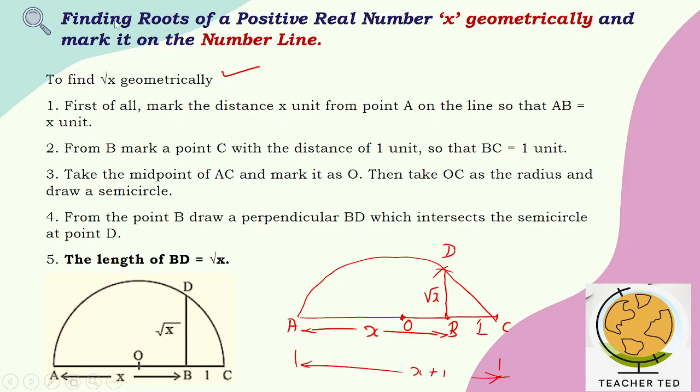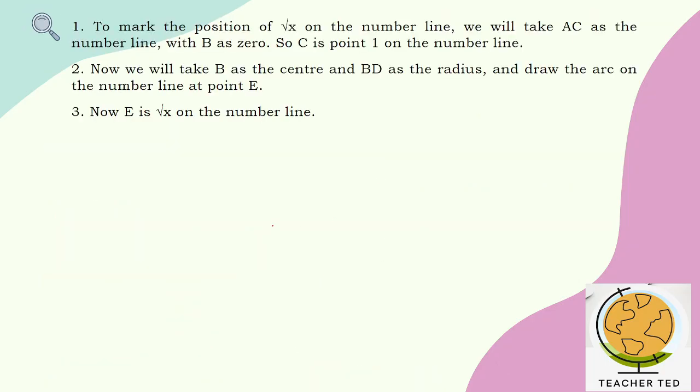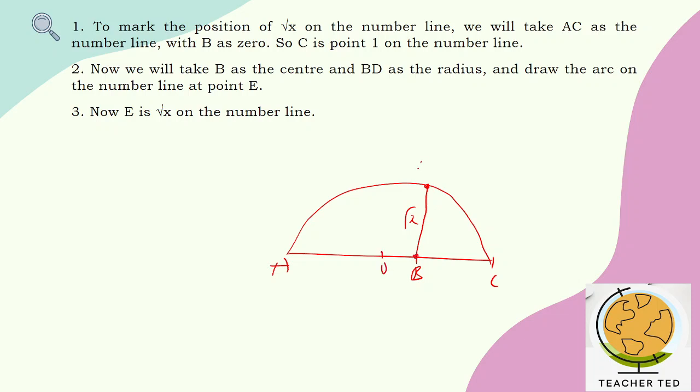Now the second part: how to mark it on a number line. Very simple. I'll write one more time. So A, B, C, and this is a semicircle. From point B, draw one perpendicular line. That is the value of root x. And if you take B as the center and BD as the radius, draw an arc which meets the number line. This gives root x on the number line.